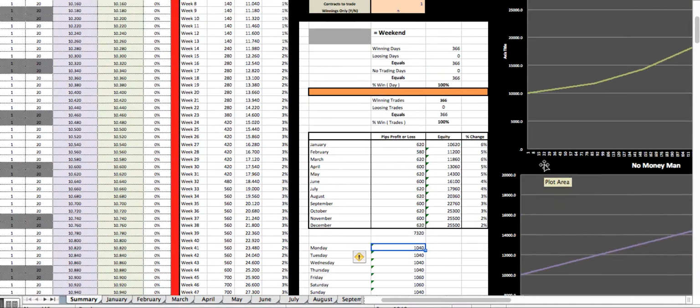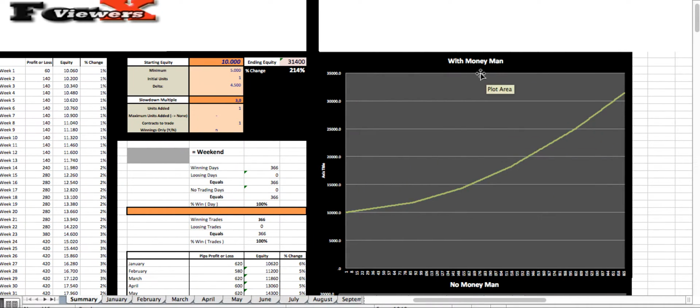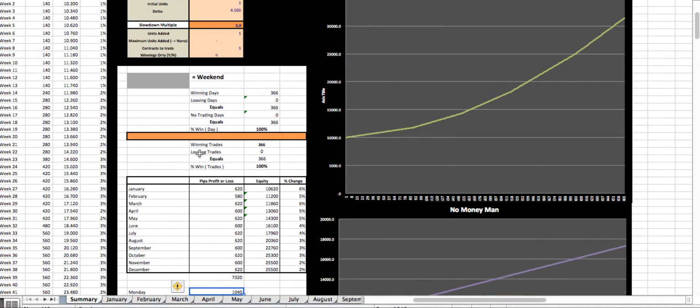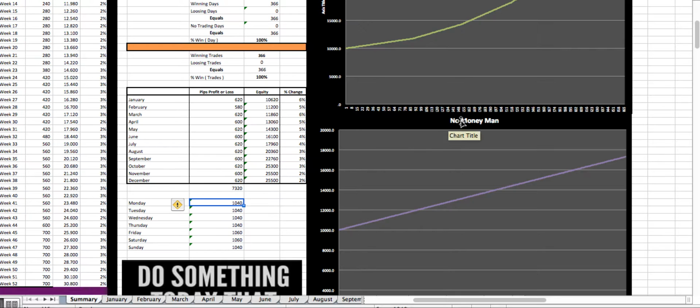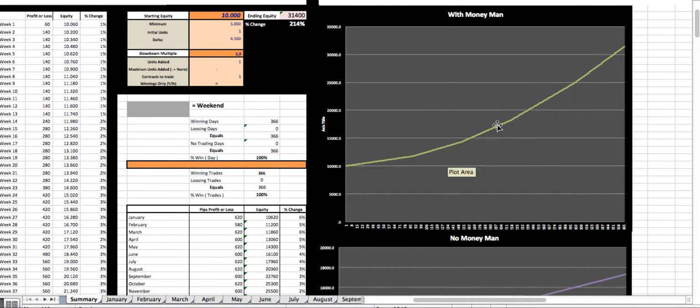On the right here, if you scroll a little bit up, we have the equity curve with money management, right? This curve right here is directly linked to the smooth money management strategy. Below that we have no money management, and you can see the difference right here. Regarding this, of course, with 20 pips a day, your ending equity would be $31,400, and you can see that represented right here.